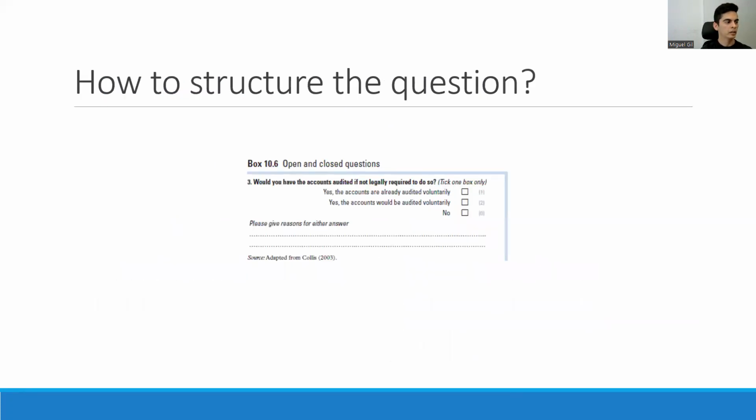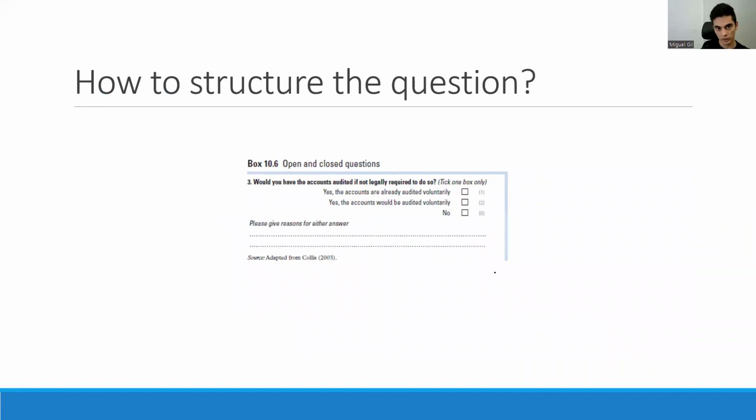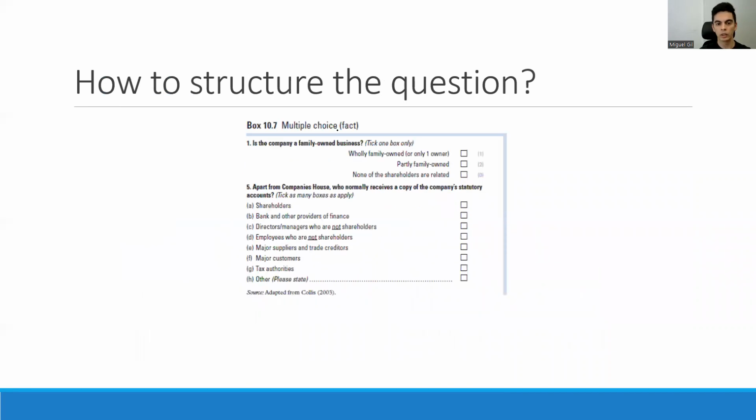But here are some ideas of how you can include a mix of open and closed questions. For example: would you have the accounts audited if not legally required to do so? Yes or no, and then the reasons. In that case, you care about the reasons, so you include an open question. It's a challenge to analyze it, but if it's important for you, you put it in there. Then also the multiple choice. You can also have multiple choice.